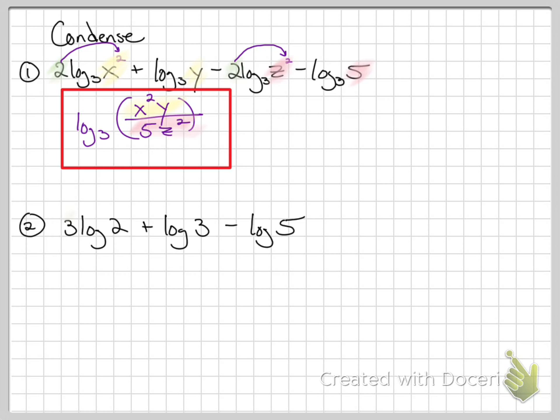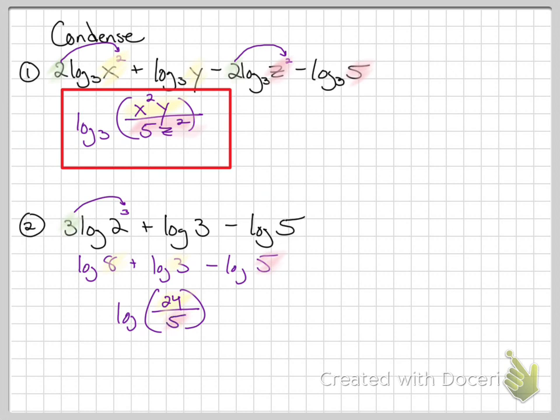Find the coefficients first, float those up, make them an exponent. That's 2 cubed, which is 8. Plus means multiply, so I'm going to have log of, minus means divide. The multiplied ones end up on the top, multiplied together. The minus ends up on the bottom. 3 times 8 is 24, and then divided by 5: log of 24 divided by 5.